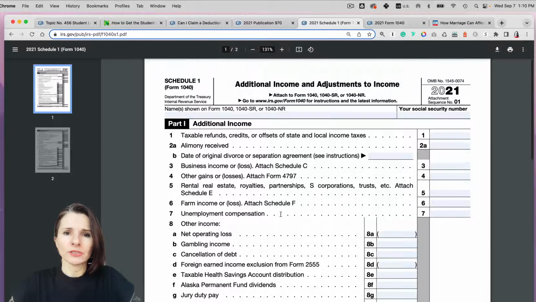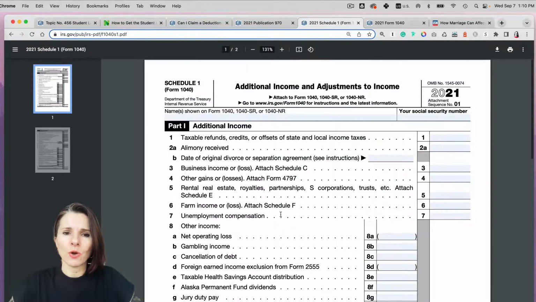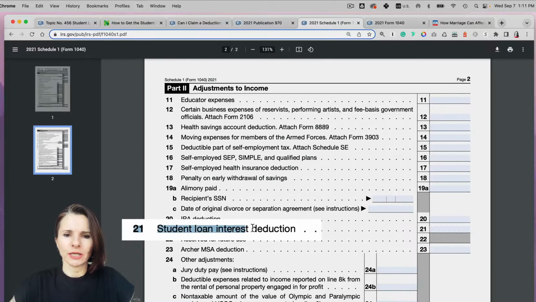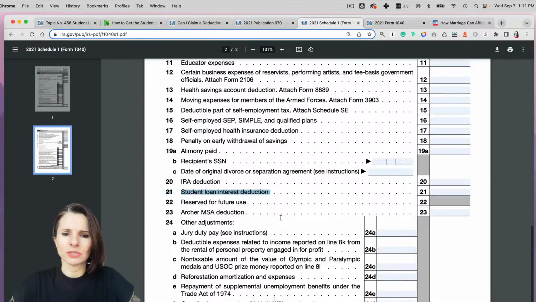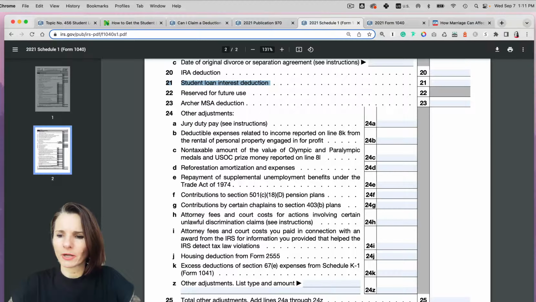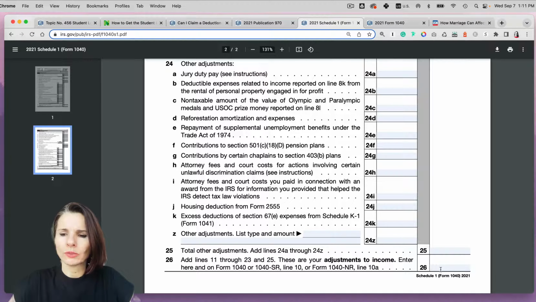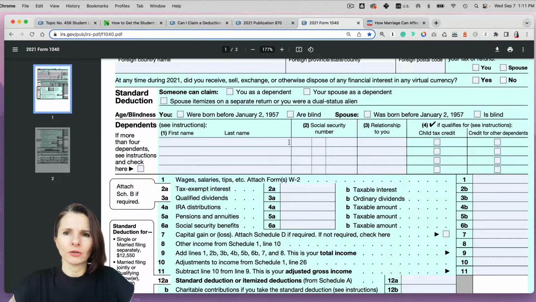Schedule 1 has Part 1, which is additional income, which could be added to your 1040. And then Part 2 has adjustments. Adjustment means pretty much subtractions from your income. And the student loan deduction is right here on line 21. All the adjustments are added at the very bottom of the form, line 26, and that goes to 1040.